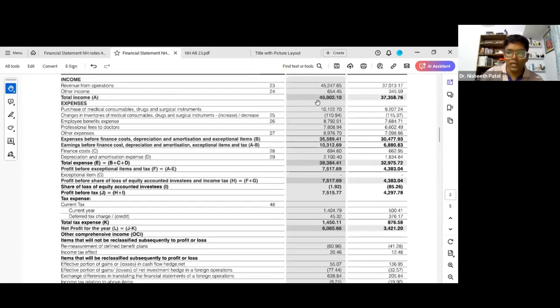Okay, so this is the income that we got, 45,902 millions, and this is the list of all the expenses they have. Okay, so total expenses is 38,384 millions. So profit before tax, okay, that is 7,517. This is the profit before tax. So the company has revenue of 45,902 millions. For that, they have total expenses of 38,384 millions. So profit before tax comes to 7,510.